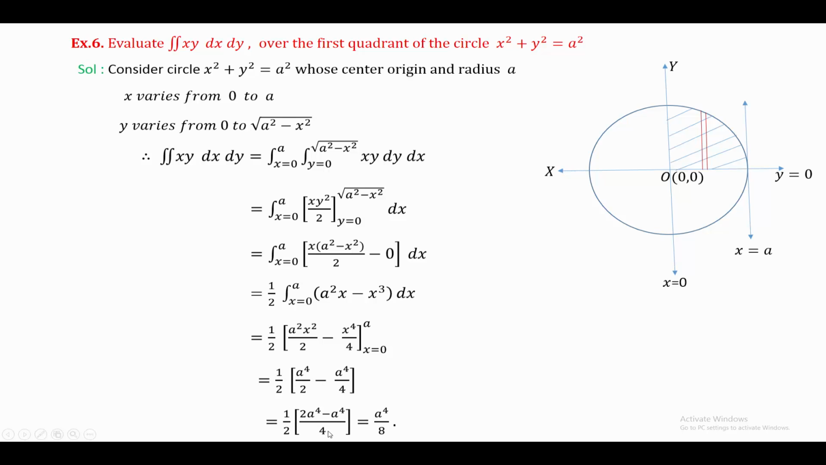Inside the bracket LCM is 4. So multiply here by 2. So 2a raised to 4 minus a raised to 4 upon 4. 2a raised to 4 minus a raised to 4 is a raised to 4 upon 4 into 2, 8, is the answer.